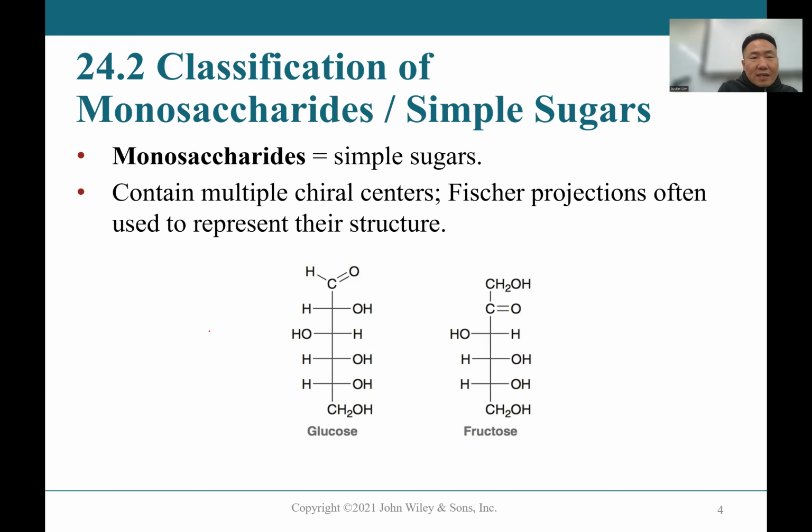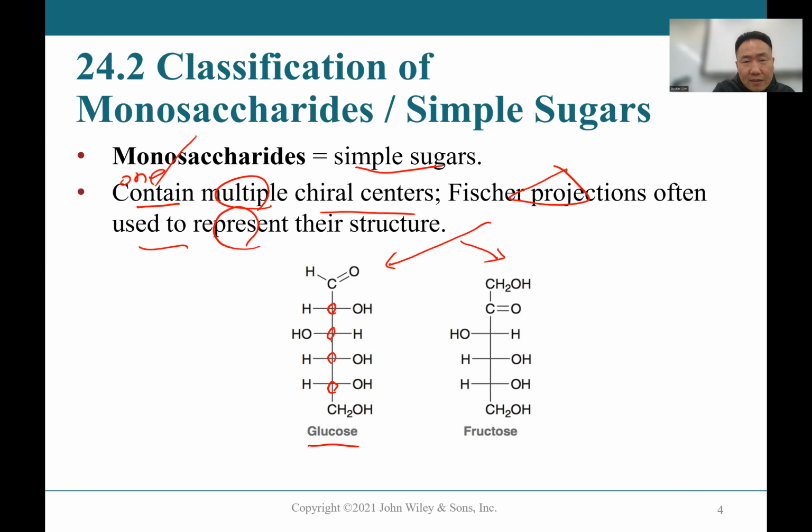The monosaccharides. Mono means one. Monosaccharides are the simple sugars. Monosaccharides contain multiple chiral centers. For example, in glucose, you can see multiple chiral centers. Fischer projections, you can see a Fischer projection here, often used to represent the structure. This is the Fischer projection for glucose, and this one, fructose.